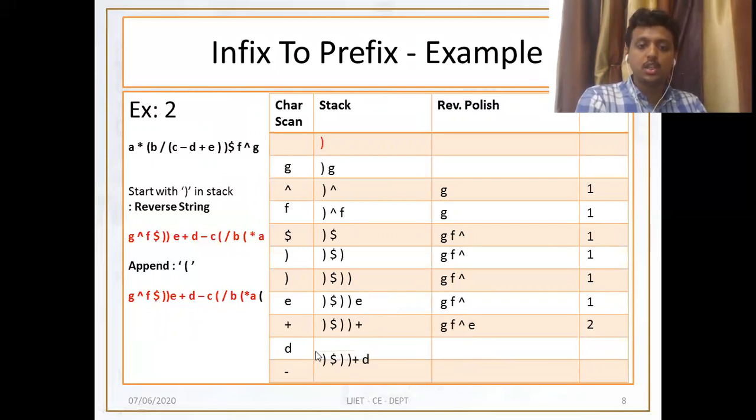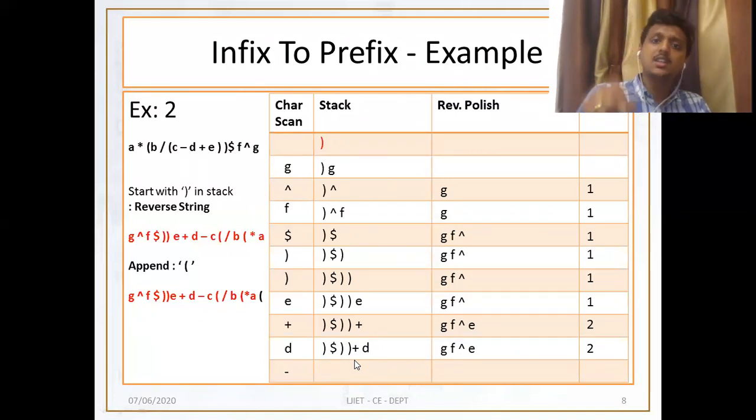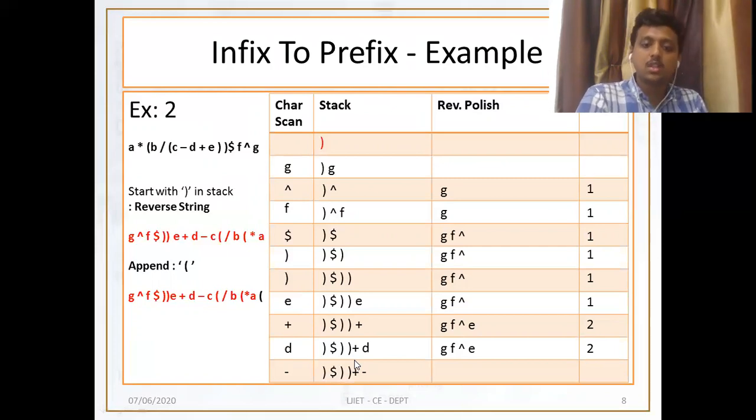Next D, push D. Next minus. D will be popped out. Now plus and minus are there. Check the precedence table for infix to prefix expression. You will get the idea that in plus and minus, the outside minus has higher precedence than the inside-of-stack plus. So you need to push minus, don't need to pop plus. So the answer is closing plus minus. They will be popped out. GF caret ED and the last one will be 3.